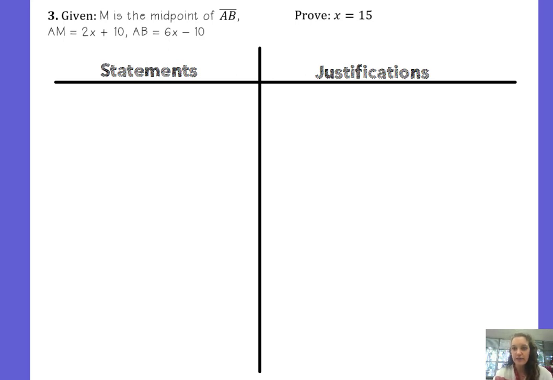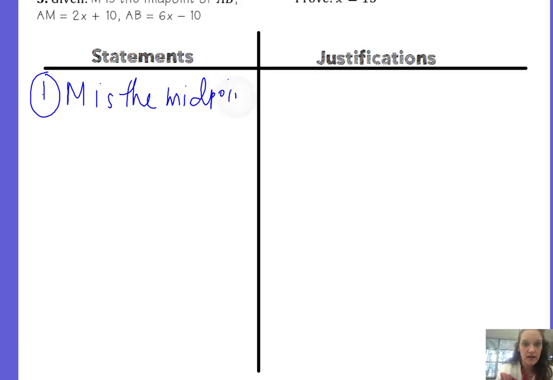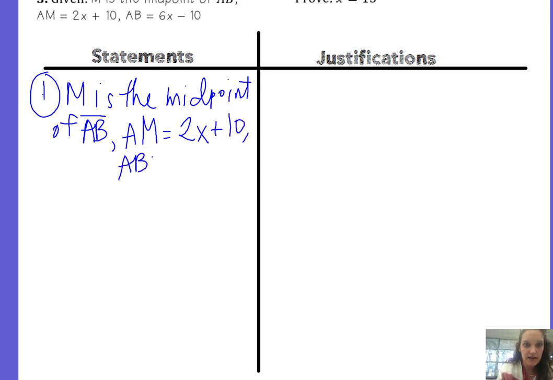Okay, in our next proof, our given is that M is the midpoint of segment AB. AM is 2x plus 10, and AB is 6x minus 10. So that is our given.